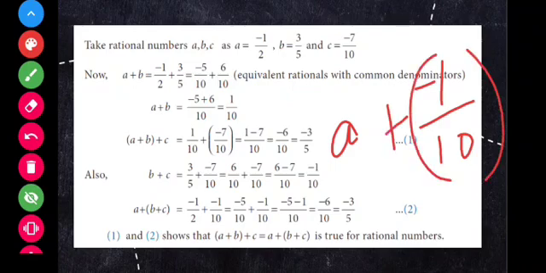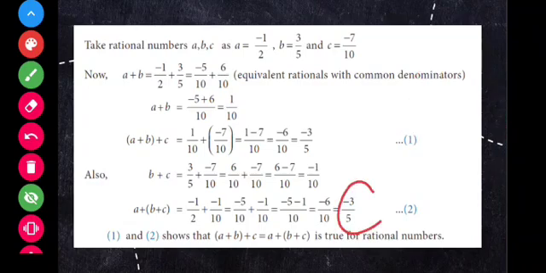So our a here is minus 1 by 2. So minus 1 by 2 plus minus 1 by 10 will give us minus 3 by 5. So you can see here is also minus 3 by 5, and the right hand side is also minus 3 by 5. Hence both the sides are equal.